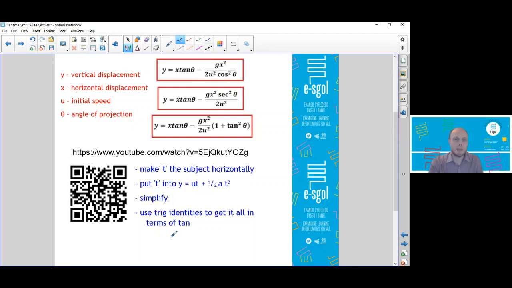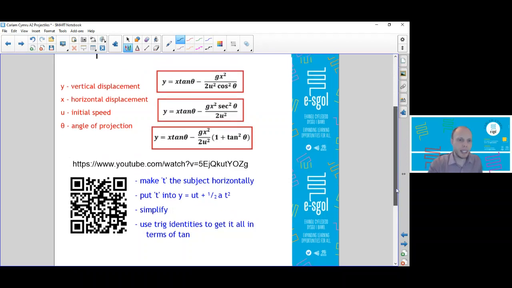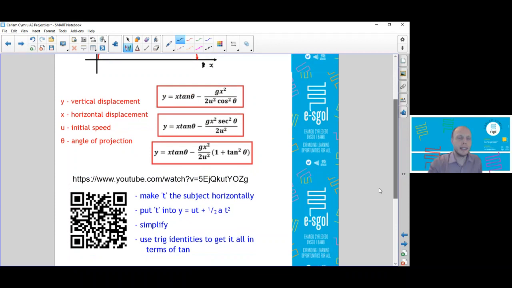Now, what they'll say is prove that. So if you can't do the proof, you can still do part B of the question, but you will be losing 3 or 4 marks if you don't know the proof. It basically involves working horizontally and making t the subject, and then putting that into the vertical equation, s equals ut plus half at squared. Okay, now what I will quickly mention is why there are three versions.